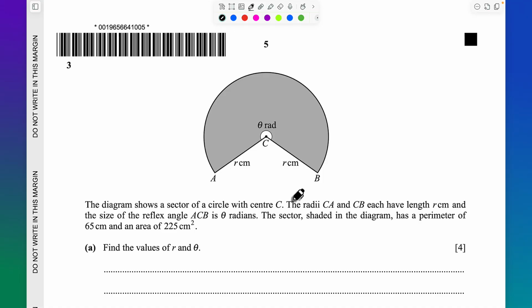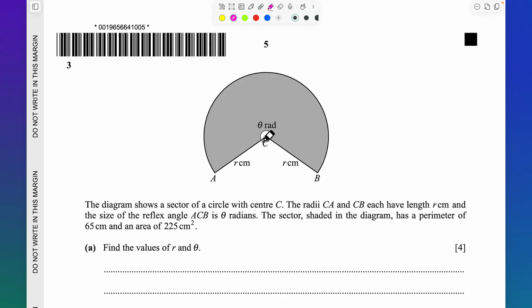But now let's read the actual question. The question says, the diagram shows a sector of a circle with center C. The radii CA and CB each have a length of r centimeters, and the size of the reflex angle ACB, so this angle over here, is theta radians. Remember, because it's reflex, it has to be the side that is greater than 180, and should be less than 270 as well.